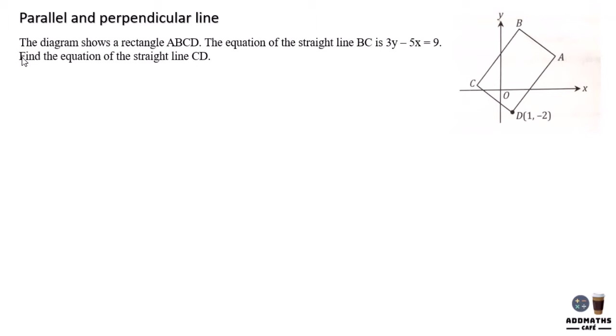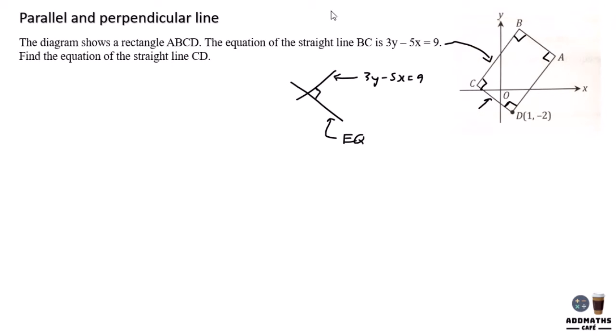Parallel or perpendicular lines. And in this case, we are dealing with perpendicular. As we can see, this is a rectangle. It means that each side has 90 degrees. This diagram shows a rectangle ABCD and the equation of BC. This equation is equal to this. And find the equation of CD, which is perpendicular at 90 degrees to BC. In this case, the equation is 3y minus 5x equal to 9, and you are required to find the equation of CD.